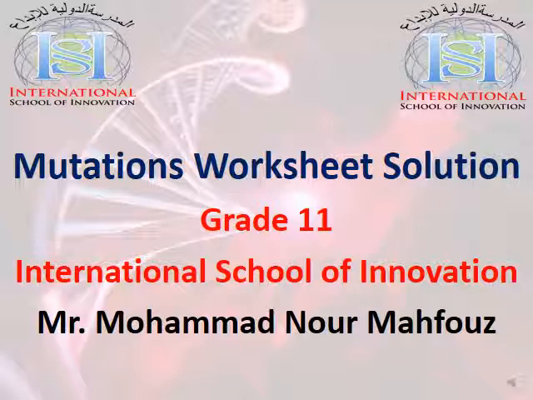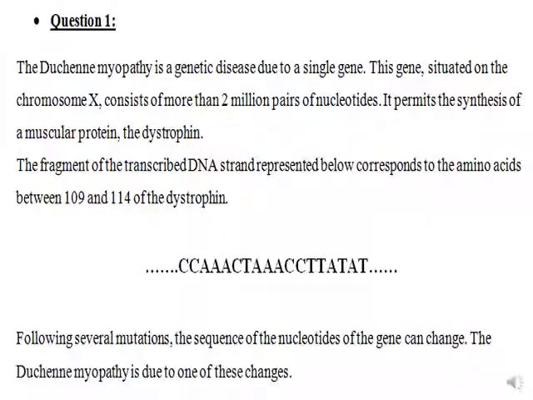So let's start with question number one, which is talking about Duchenne myopathy. Duchenne myopathy is a genetic disease due to a single gene. This gene, situated on chromosome X, consists of more than 2 million pairs of nucleotides. It permits the synthesis of a muscular protein which is called dystrophin.